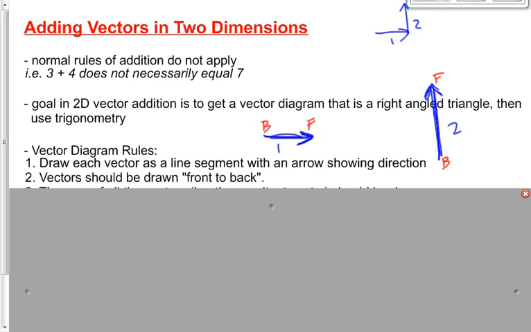So it could look like this. We have our first vector. There's the front of the first vector. There's the back of the second vector. It could also go like this. Here's the second vector. The front of the second vector goes to the back of the first vector. Either one of those would be okay because either one of those follows that rule that says vectors should be drawn front to back.